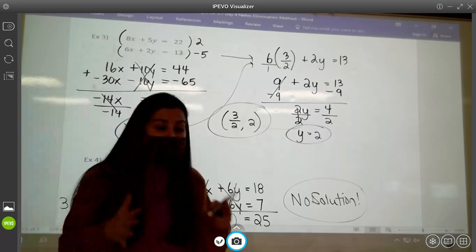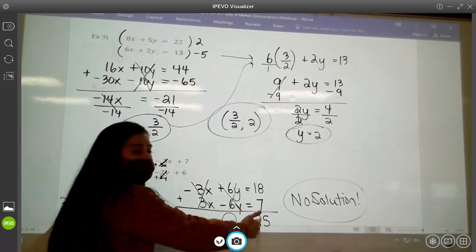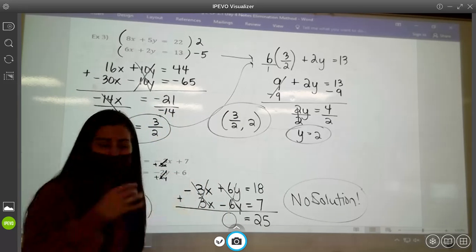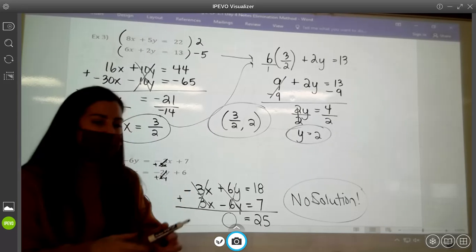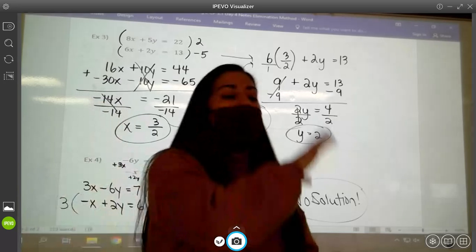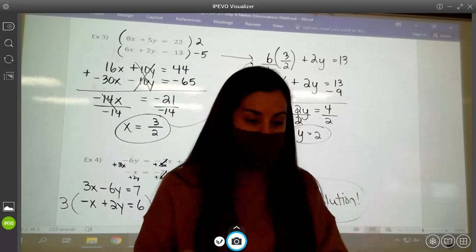If you are going to get infinitely many solutions, then your variables are going to cancel, and so are your numbers. Everything cancels, and you'll be left with 0 equals 0. And that's true. So if you're going to get infinitely many solutions, everything has to cancel, and you have to be left with 0 equals 0. Okay?